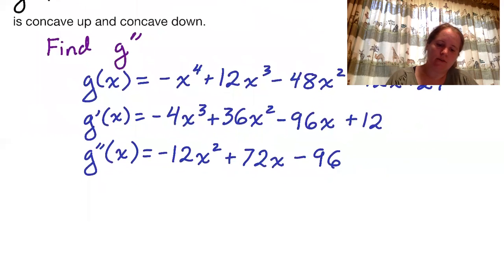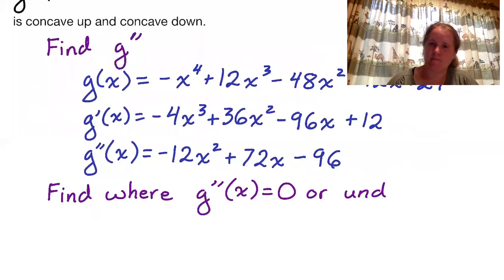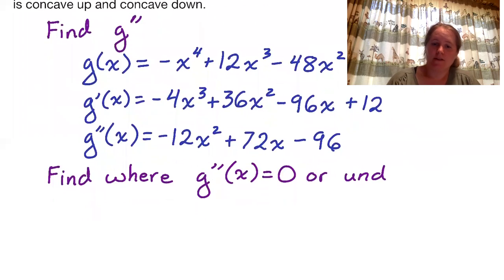Next thing we need to do is find where this second derivative is equal to 0 or undefined. So we're going to find where g double prime of x equals 0 or undefined. Once again, in this case, the second derivative is never undefined. Again, we're working with a polynomial.